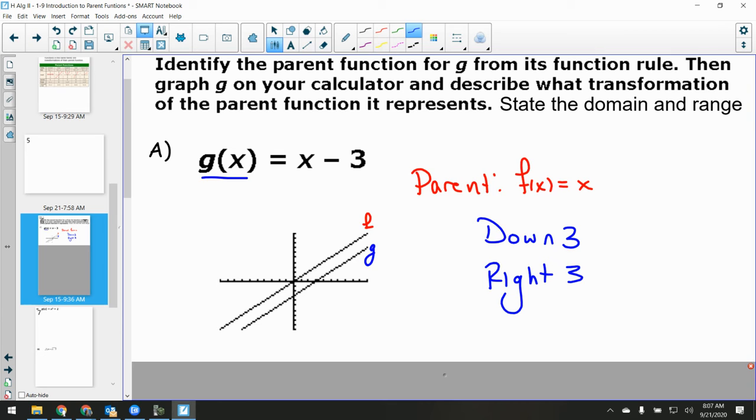Okay, now then graph, done. Describe what transformation, done. State the domain and range. What is the domain of this function? Will it go on forever left and right? Yes. Will it go on forever up and down? Yes. So the domain and the range are both all real numbers, especially because it's a linear function. Okay, so let's keep it moving.